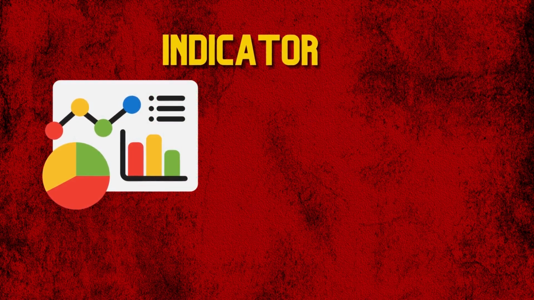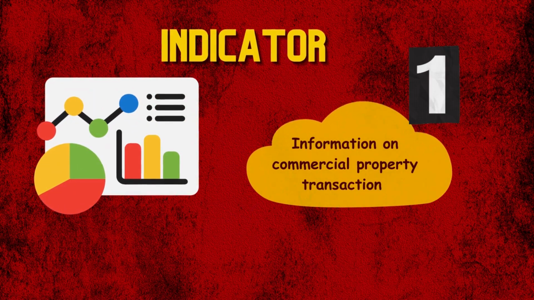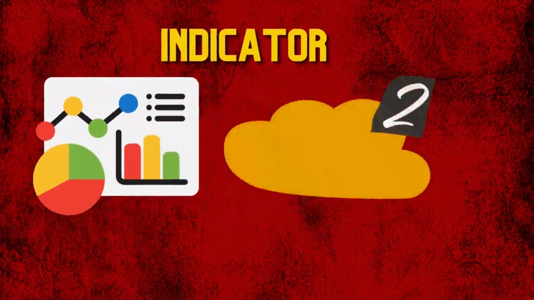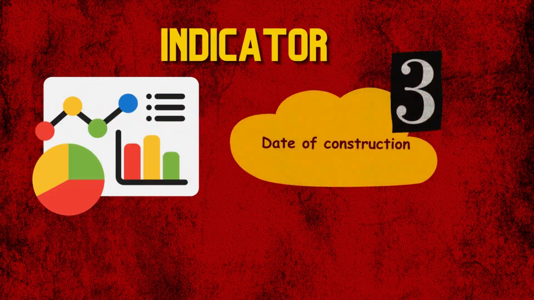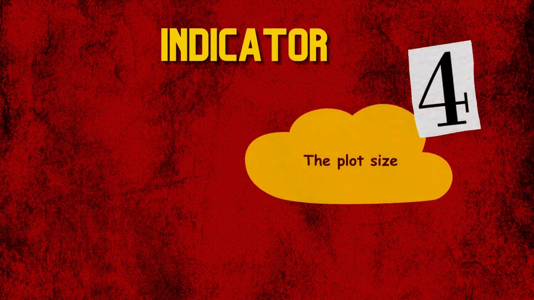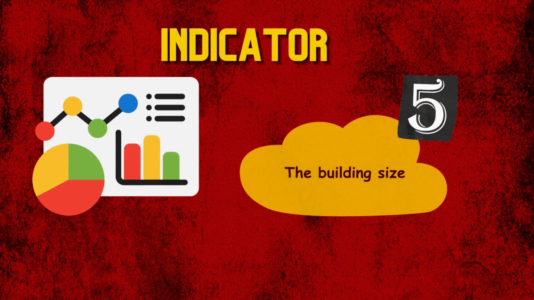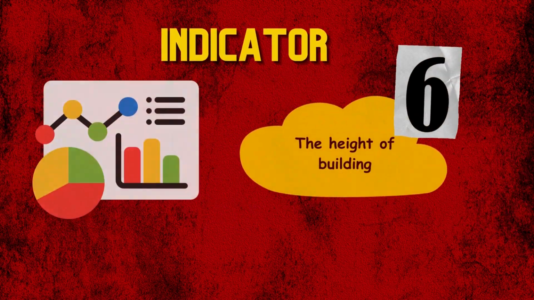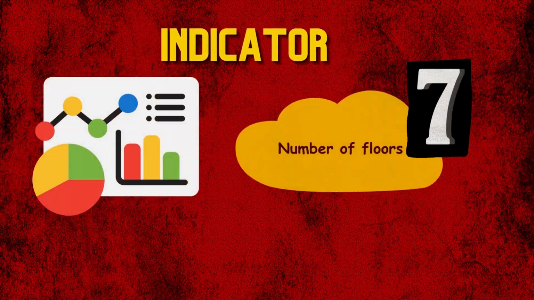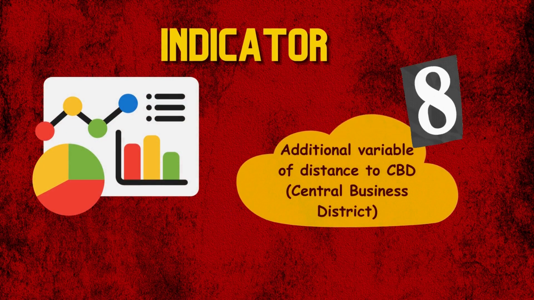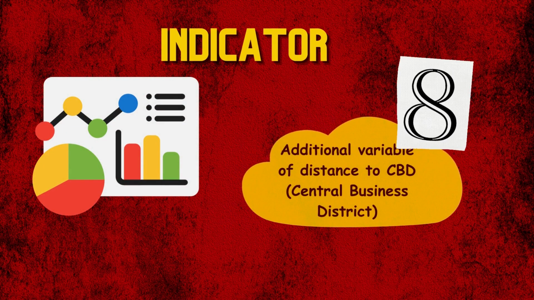Second is indicator. Number 1 is information on commercial property transaction. 2, data of the transaction. 3, date of construction. 4, the plot size. 5, the building size. 6, the height of building. 7, number of floors. 8, additional variable of distance to CBD, Central Business District.